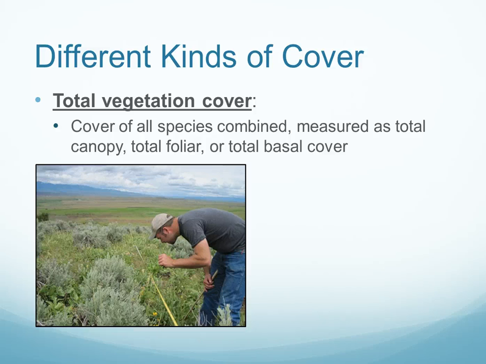And so when we measure either the canopy or the foliar cover or basal cover by species, we can combine this for different species in the same functional groups and describe it as functional group cover, or we can combine all species and describe total vegetation cover. I would like to mention that when we do measure cover, oftentimes we will measure both canopy and basal cover at the same time, but we don't mix them. So when you're describing total vegetation cover, it would either be total basal vegetation cover or total canopy cover.